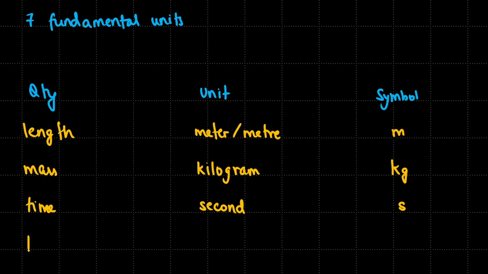Another one is temperature, which is used to measure the hotness or coldness of a body, and its unit is Kelvin, from Lord Kelvin, a famous scientist, and its symbol is capital K. So these four are the most common that you will face in standard high school physics. But we will also talk about others.